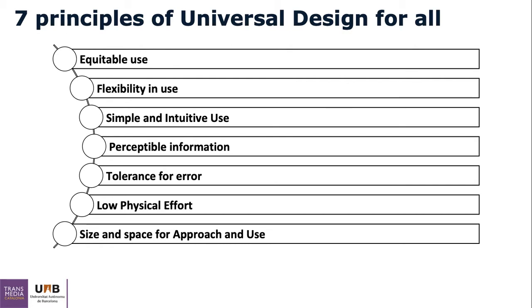In this slide, the 7 principles of universal design are outlined. Principle 1, equitable use. Principle 2, flexibility in use. Principle 3, simple and intuitive use. Principle 4, perceptible information. Principle 5, tolerance for error. Principle 6, low physical effort. Principle 7, size and space for approach and use. A detailed definition of each principle is provided at the document The Principles of Universal Design, version 2.0, available online. You will find the link to this resource in the reference section of this presentation.